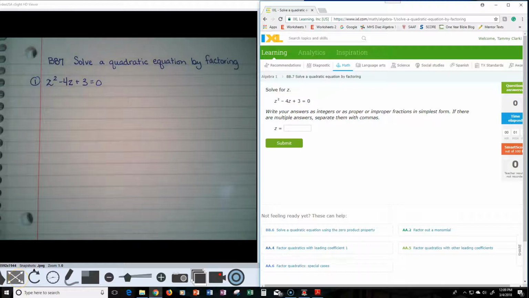All right, here's BB7. So solve for z. z squared minus 4z plus 3 equals 0. I want you to think back to the problems you were doing when you had the picture representation, where you had to look at the bottom of the pictures where it might have two x's, so you knew that was 2x, and then the 3, so 2x plus 3 multiplied by the outside, and that might say x plus 2. Those were the factors of the quadratic that was in the middle.